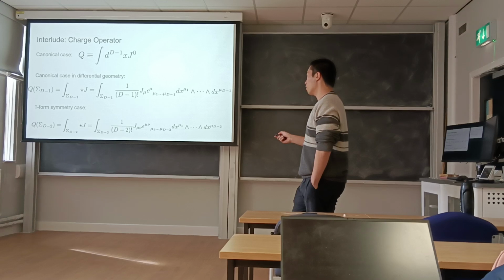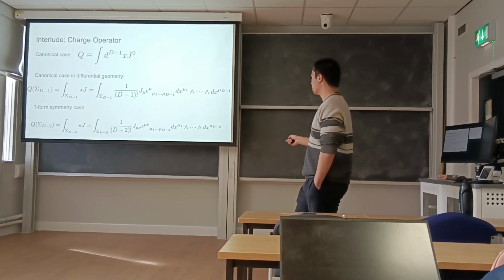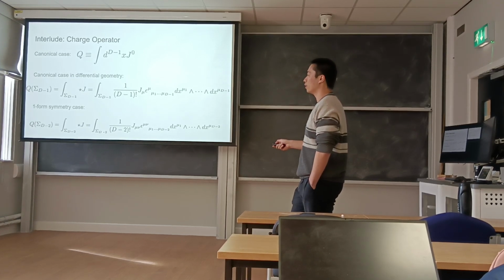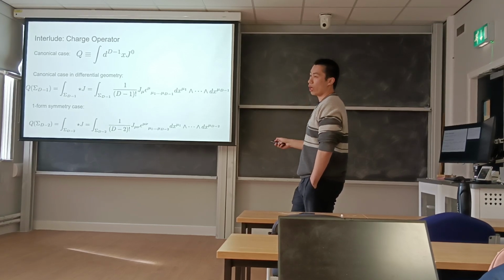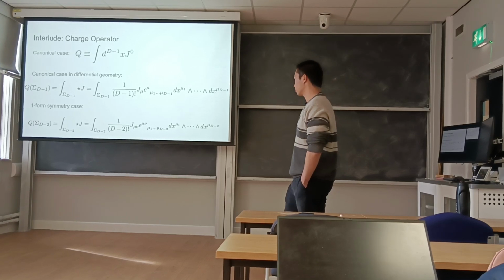And for the one form symmetry case, we have j mu nu instead. And so the dimension drops by 1, we have d minus 2 here. You are integrating over a d minus 2 dimensional manifold. And this is why we don't have a charge operator in 1 plus 1 dimension, because your d is exactly 2, so you're not integrating at all, right?